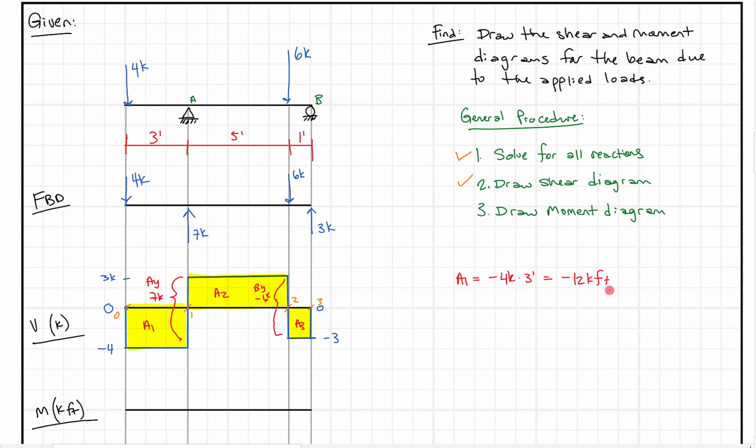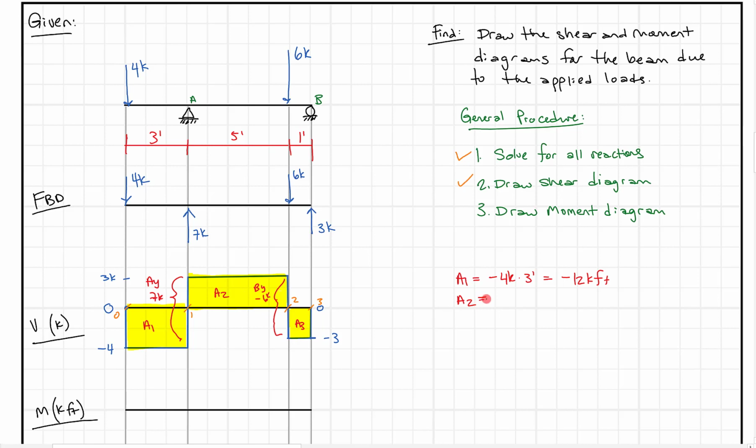And you'll notice the units here are in moment. So when we draw our first moment line, we're going to come down to our moment diagram. We know we're going to come down to -12 kip feet. Before we do that, let's just finish here. We'll find all our areas, then we'll find the moment.